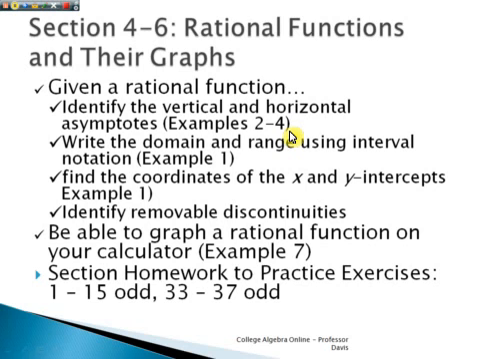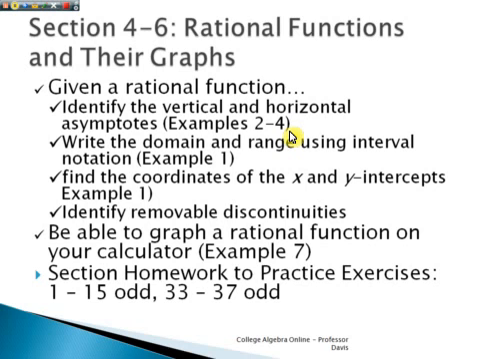and we talk about functions that are made up of the ratio of two polynomial functions. Those are called rational functions. Rational like ratio, like a fraction. So given a rational function, here's what we want to be able to do. First, identify the vertical and horizontal asymptotes. So make sure you look over the rules on doing that, and that helps us write the domain and range of a rational function. So I usually find it best to find the vertical and horizontal asymptotes first, and then that will help us determine the domain and the range. They kind of go hand in hand.